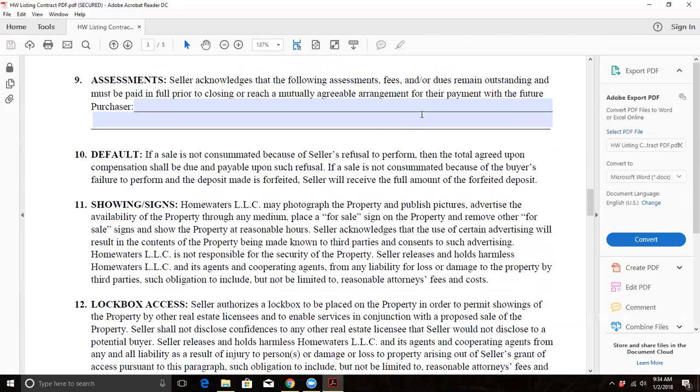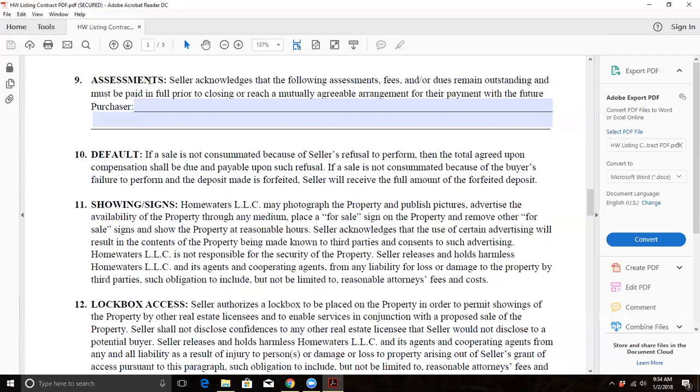All right, assessments. This is where we mention assessments in the listing. Seller acknowledges that the following assessments, fees, and/or dues remain outstanding and must be paid in full prior to closing or reach mutually agreeable arrangement for their payment with the future purchaser. I like this in there. It's not in our current listing agreement, I don't believe.